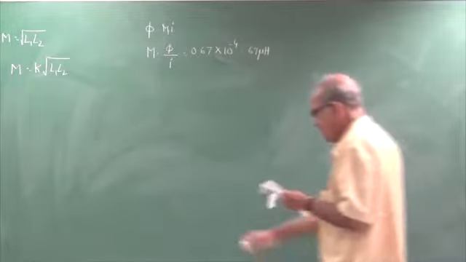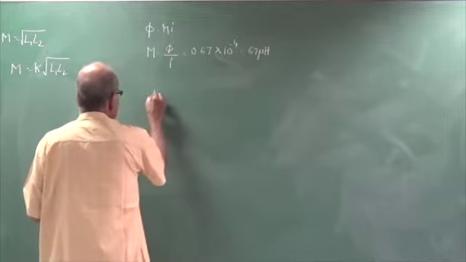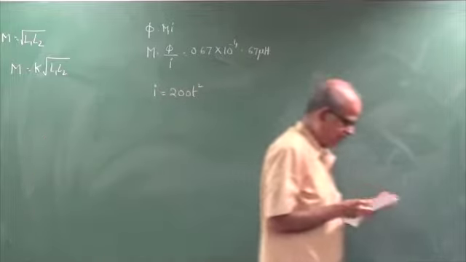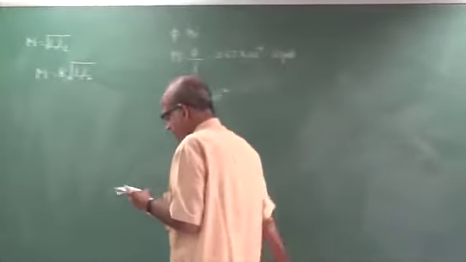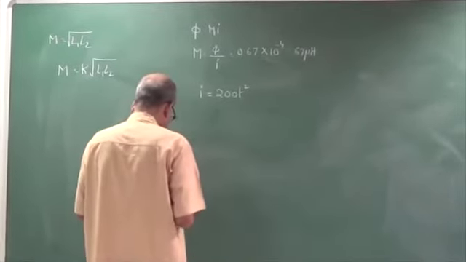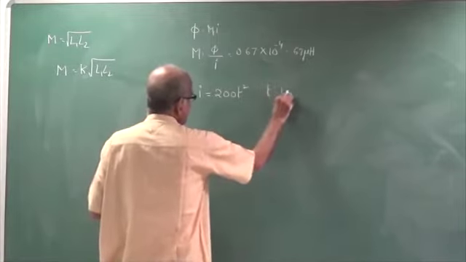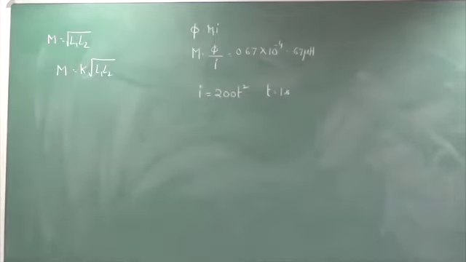If a current varies in coil 1 as I equal to 200 E square, a voltage of 8 volts is induced in coil 2 at t equal to 1 second. Find the mutual inductance of the pair of coils.